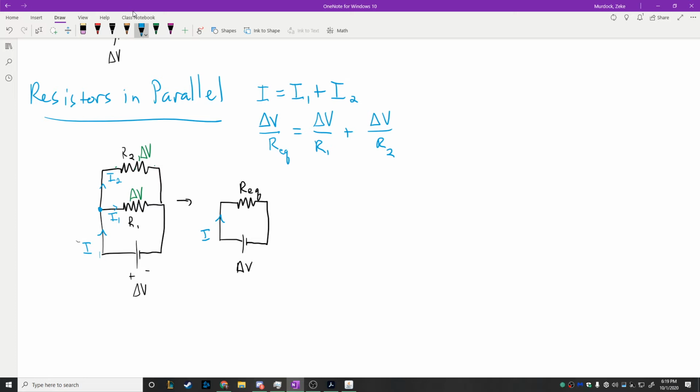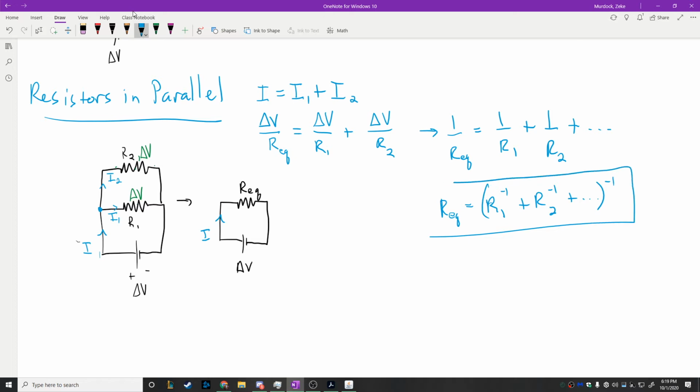And then, of course, we cancel out the delta V's, and this tells us that the equivalent resistance, 1 over Req, is equal to the sum of the inverses of the individual resistors that we have connected in parallel. And if we connect more resistors in parallel, we would add those in. Another way to write this would just be that Req is equal to R1 to the negative 1 plus R2 to the negative 1 plus however many you have, and then you need to take this whole thing and put it to the negative 1 power. So that's our definition of equivalent resistance. Sum up the inverses and flip it.